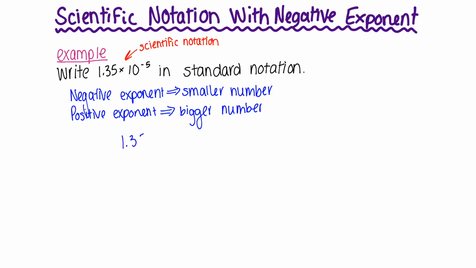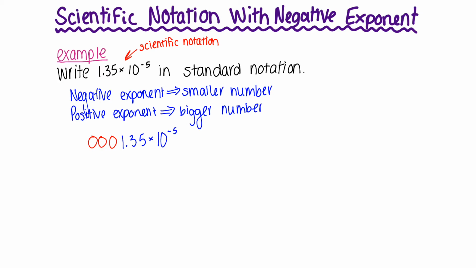So I have 1.35 times 10 to the negative 5. If I moved my decimal point to the right, I would be making the number bigger. I would go from 1 to 135. I don't want to make the number bigger. I want to make the number smaller because this is a negative exponent. To make the number smaller, I would have to move my decimal to the left, and I need to do it 5 times. I don't have enough room to do that, so you might have to put some zeros in.